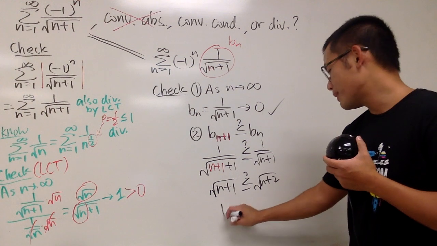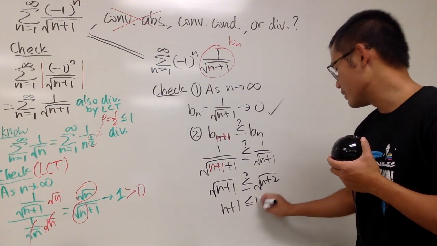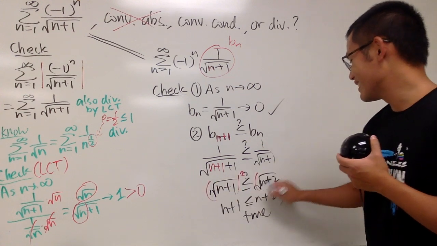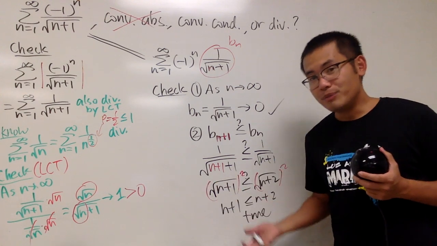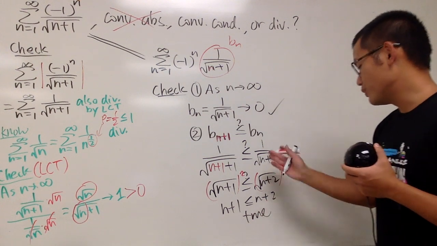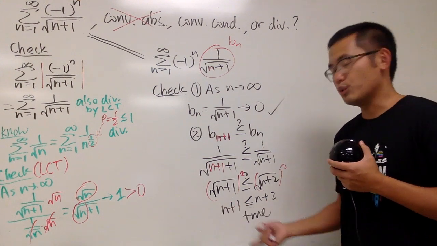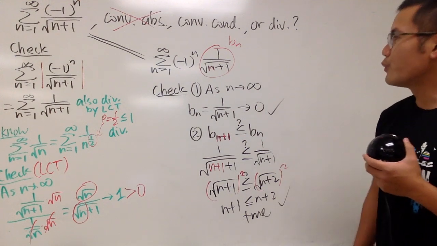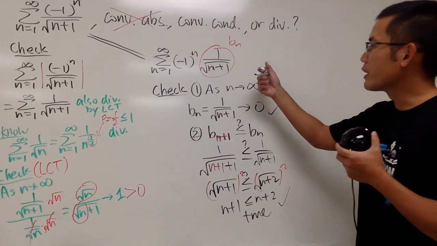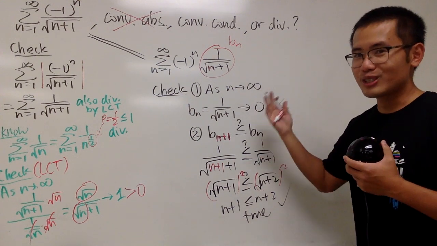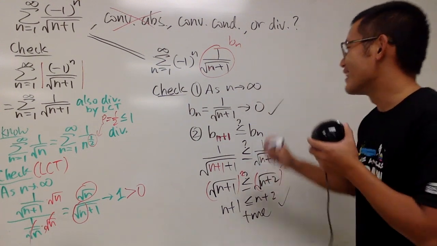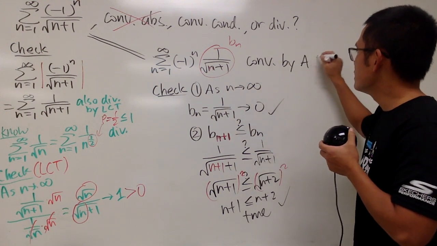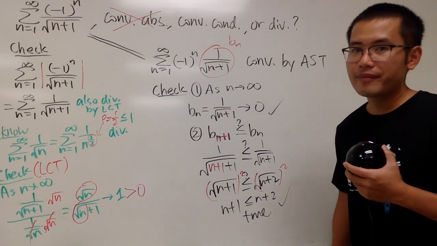Square both sides if you like, but you can pretty much see this is clearly true. This is so true, seriously. And just square both sides if you like. Again, be sure that you do enough algebra to convince yourself and convince people that this inequality is indeed true. Well, both of them are true. Therefore, we can come here and say what? This right here converges by the alternating series test, right?